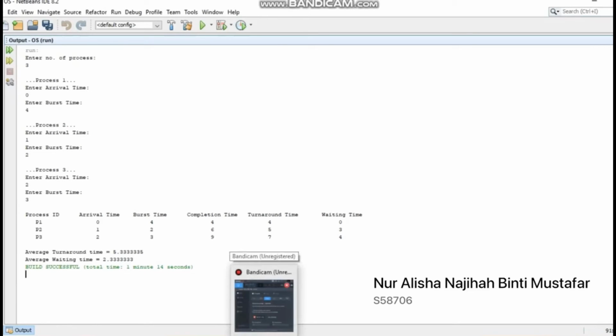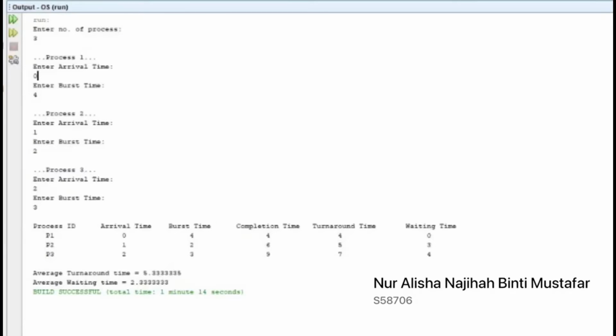You can see there is a result for completion time, turnaround time, and waiting time. The formula for turnaround time is completion time minus arrival time, while the formula for waiting time is turnaround time minus burst time. The turnaround time for process 1 is 4, process 2 is 5, and process 3 is 7, while the waiting time for process 1 is 0, process 2 is 3, and process 3 is 4.